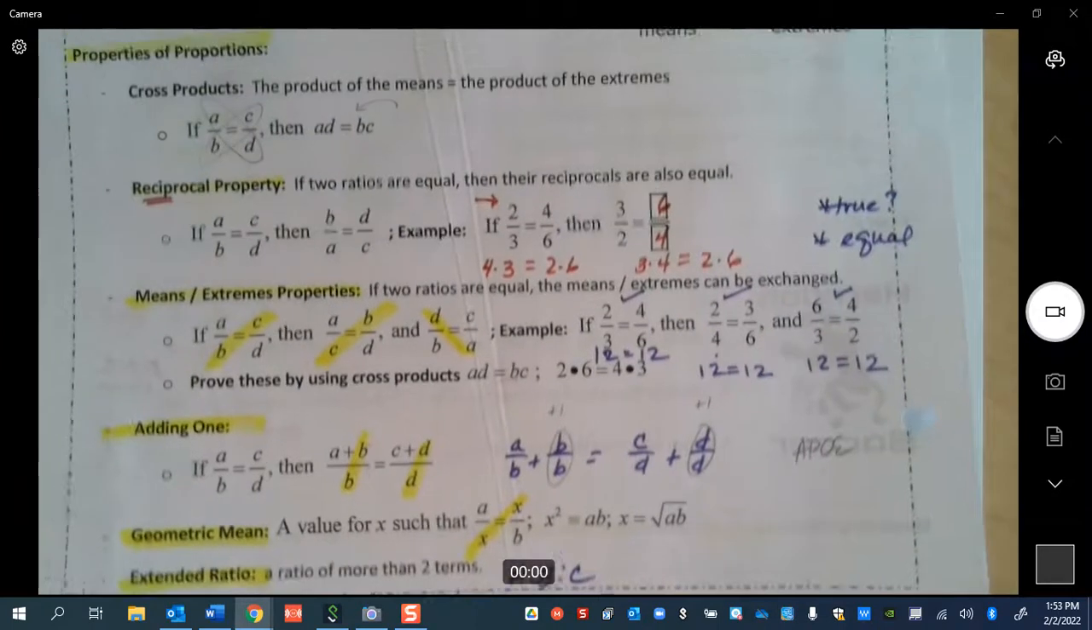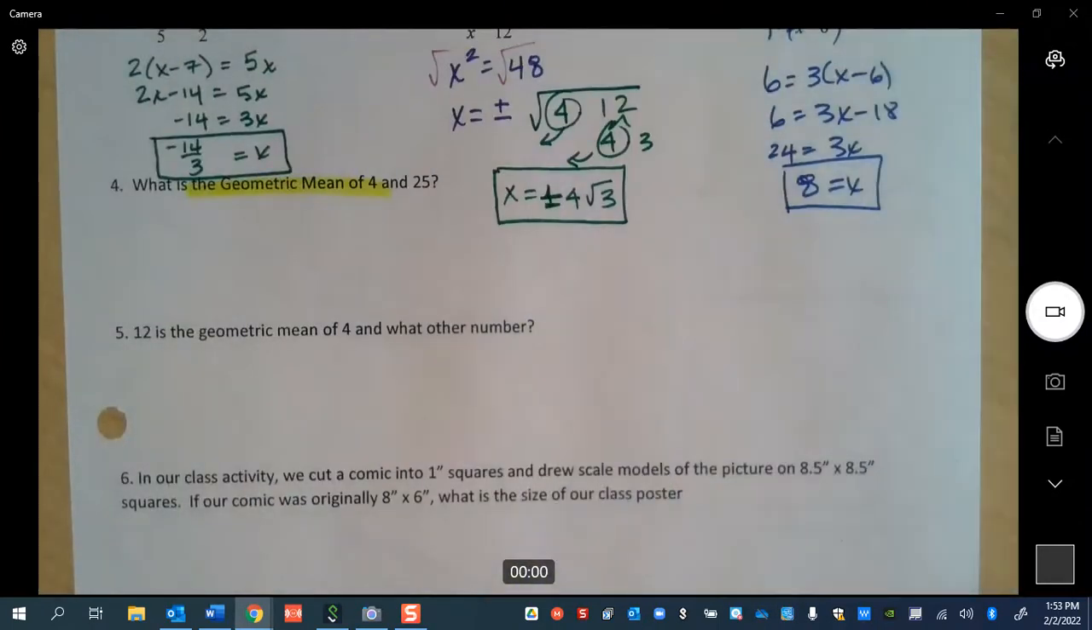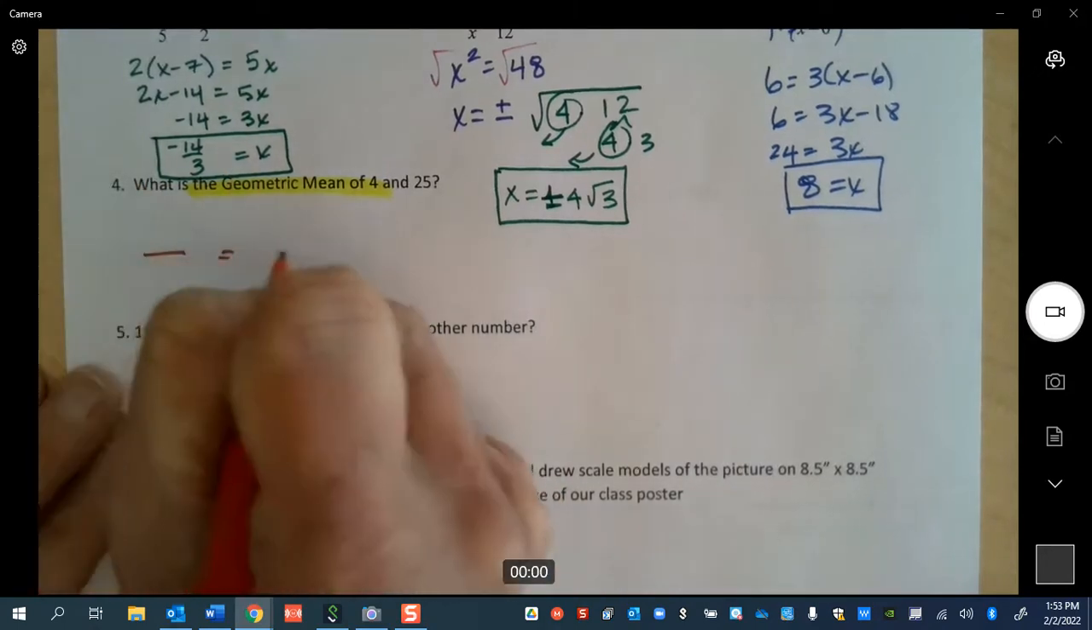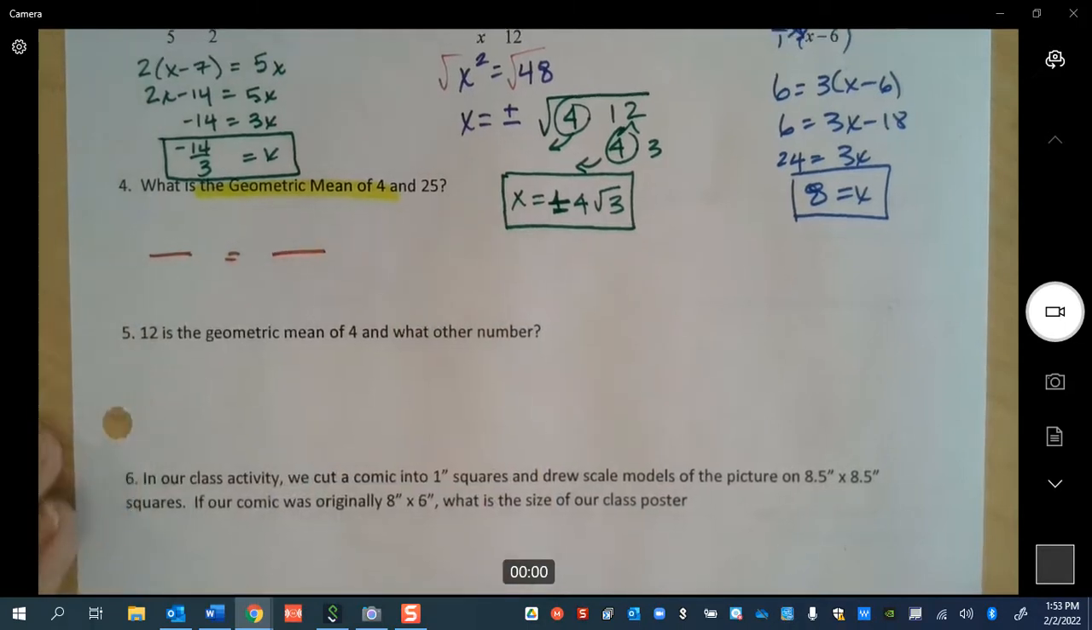When we talked about all of these properties of proportions. So when I go to find the geometric mean, it helps me to set up a template that looks like this.